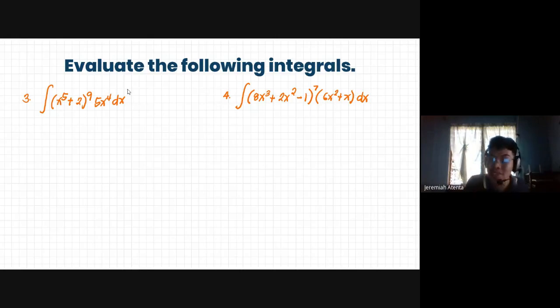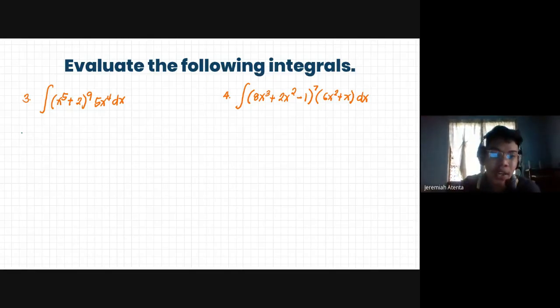And do we have 5x to the power of 4? Yes or no? Yes. So therefore, in that case, the best choice na ililet you natin, and actually siya lang yung pwede nating ilet you, will be x to the power of 5 plus 2, kasi lalabas yung derivative na 5x to the power of 4. Okay, so ganun yung kailangan nating gawin. Okay, so you must identify kung sino yung pwede nating ilet you. Dapat si u will give a derivative almost the same with the other expression. Okay, so take note of that.